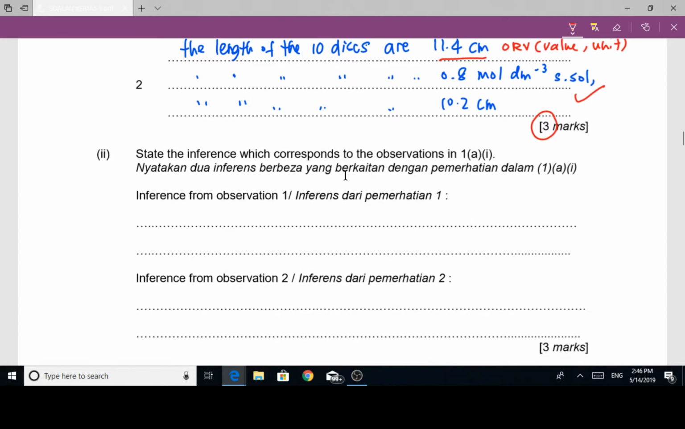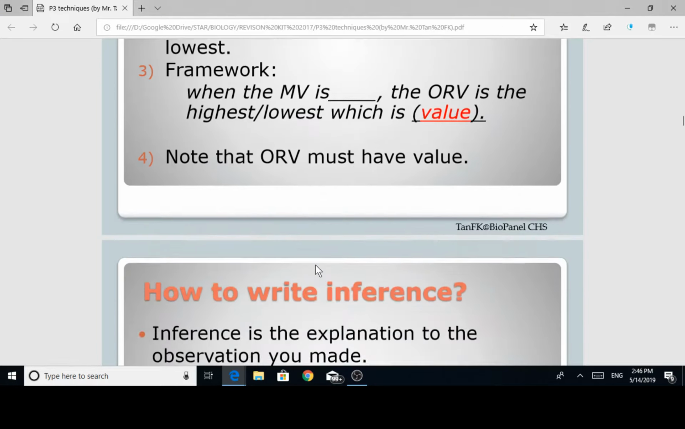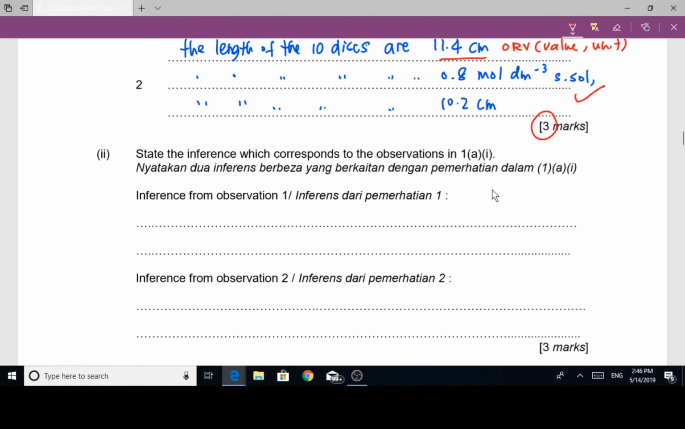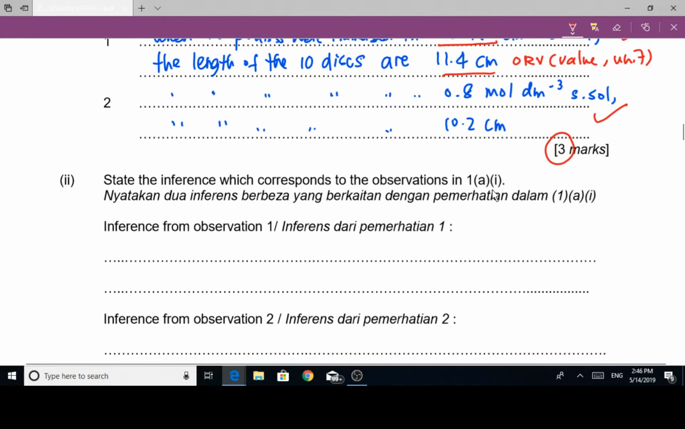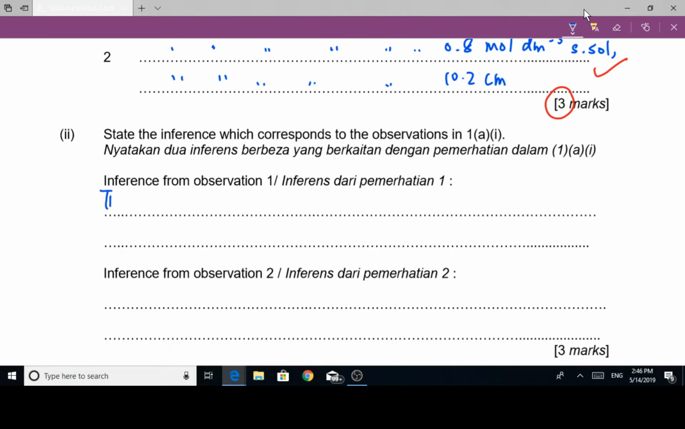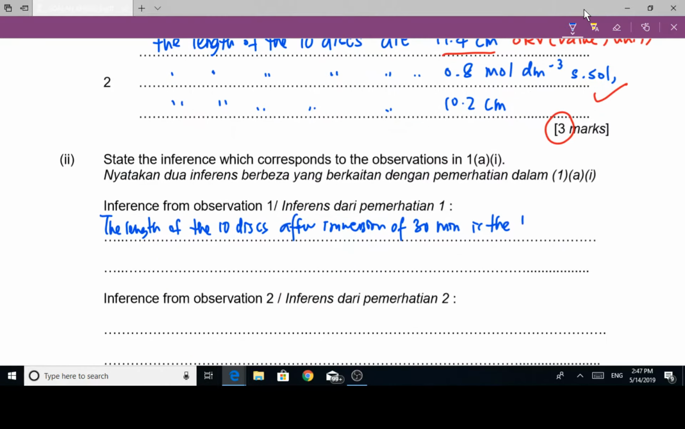Then number 2, state the inference which corresponds to the observations in A1. Also, how to write an inference? Let's follow this template. The RV is high or low because related to MV, and then we explain more about the MV, and as a result the RV is high or low. So what is my RV here? My RV is the length of the 10 discs. The length of the 10 discs after immersion of 30 minutes is the longest.